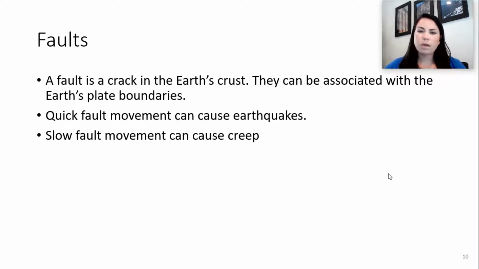We're going to talk about earthquakes and mass movement in later lectures. But if you think about something moving quickly, that's when you have a release of stress, and that's where you get those earthquakes, those sudden jolts. And if you have slow movement, like the whole hillside that's moving, that's when we get this creep effect.